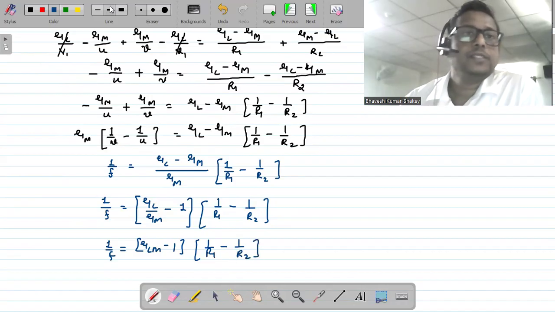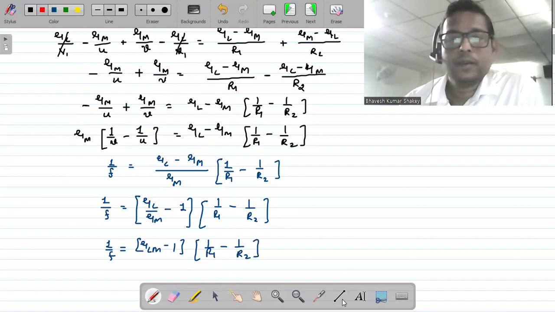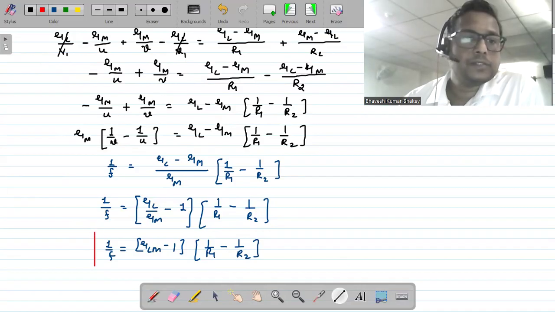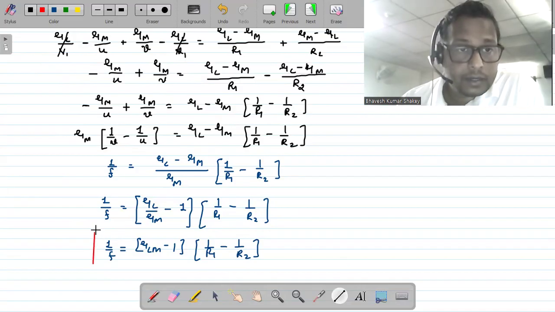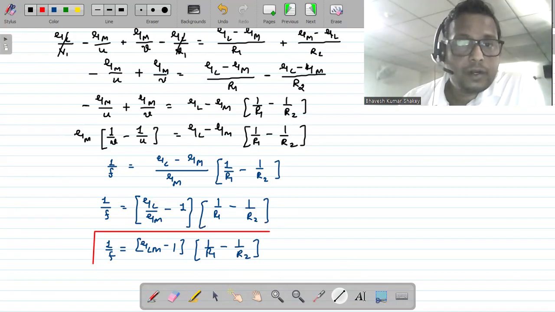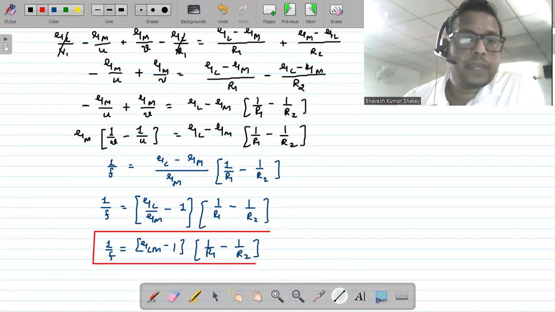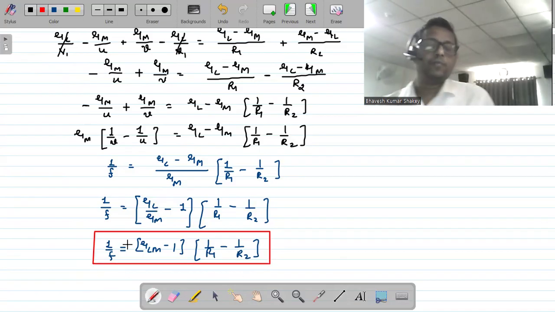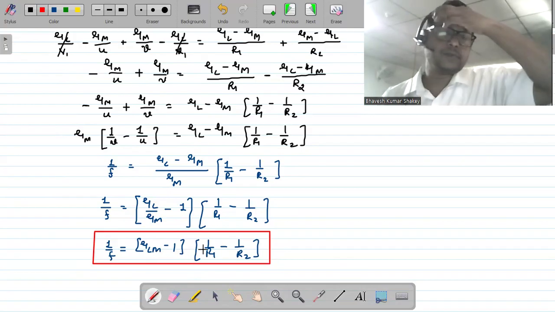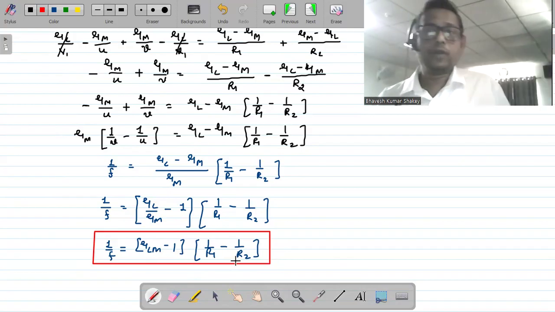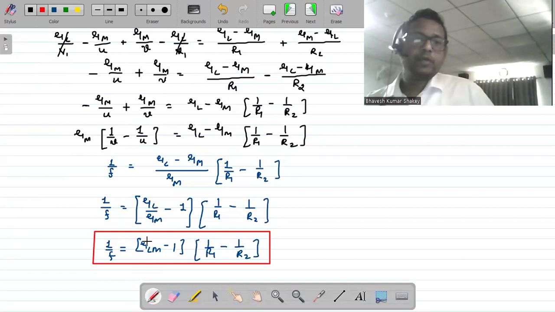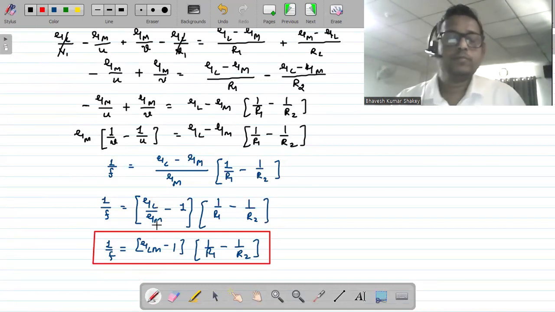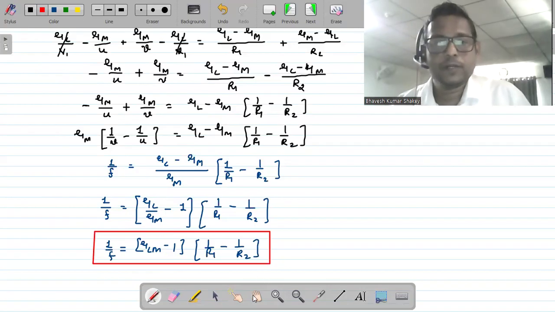By this way we can get the formula, and this formula is called the lens maker's formula. This is the derivation for the lens maker's formula. What is the lens maker's formula? 1 upon F is equal to mu LM minus 1, into 1 upon R1 minus 1 upon R2. What is mu LM here? Mu LM is mu L by mu M, meaning the refractive index of lens with respect to medium.